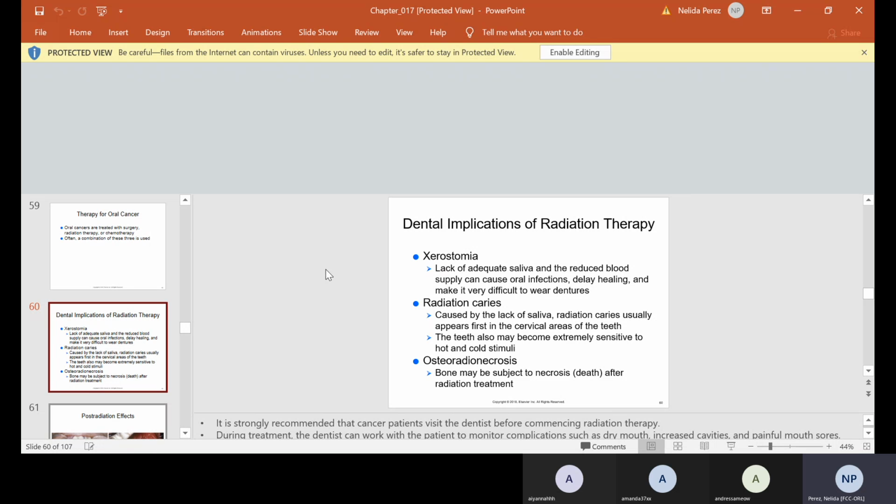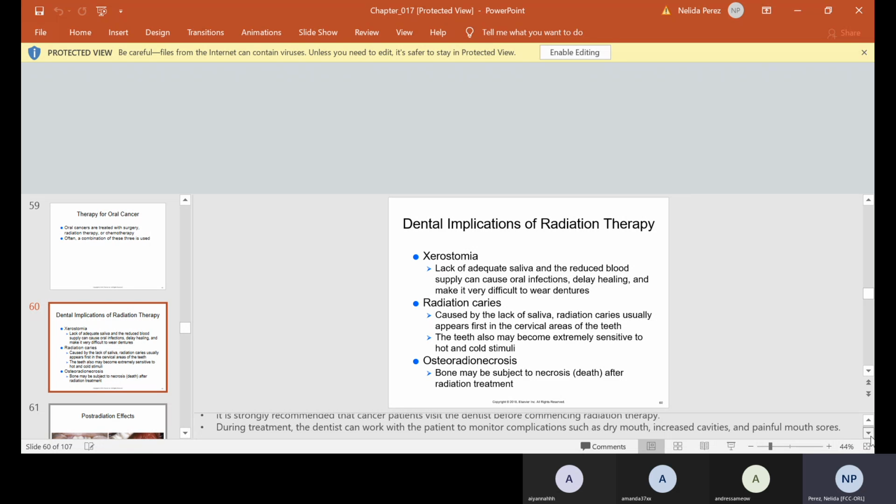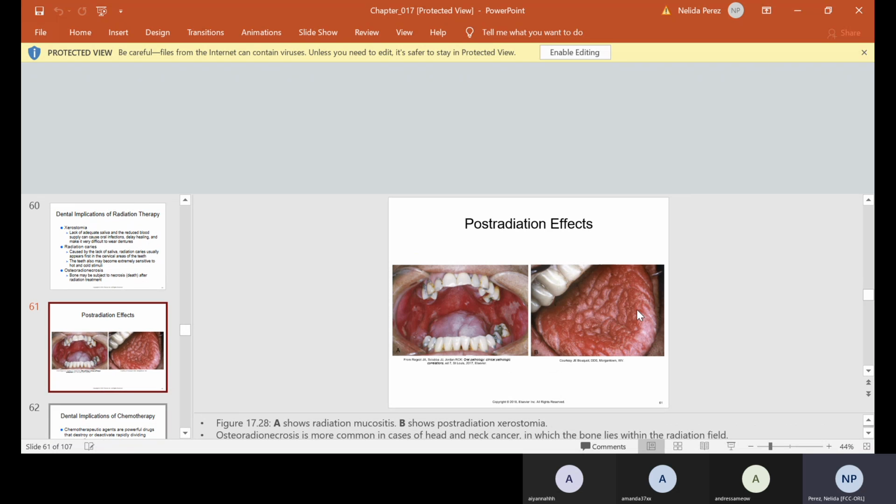Osteoradionecrosis, bone may be subject to necrosis, which is death after radiation treatment. Remember, we talked about necrosis in endo. It is strongly recommended that cancer patients visit the dentist before commencing radiation therapy. During treatment, the dentist can work with the patient to monitor complications such as dry mouth, increased cavities, and painful mouth sores.